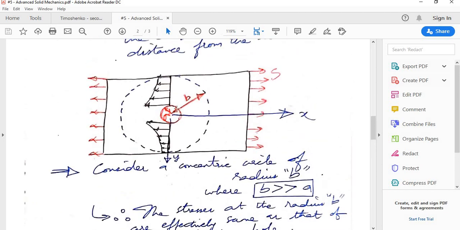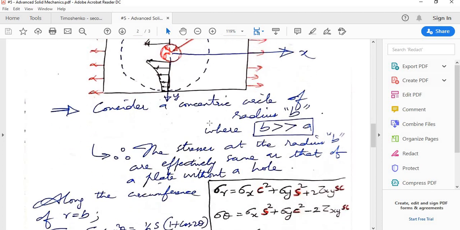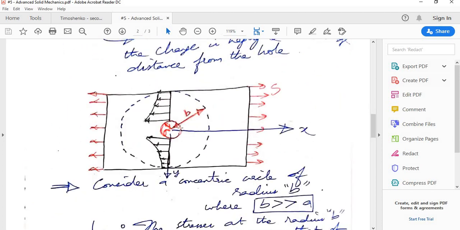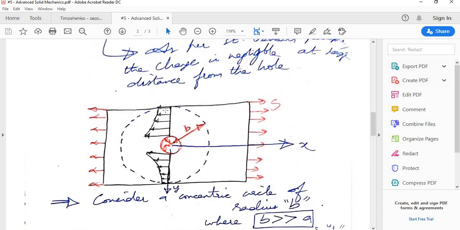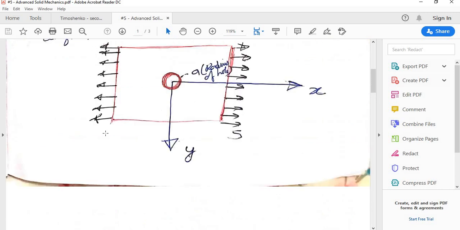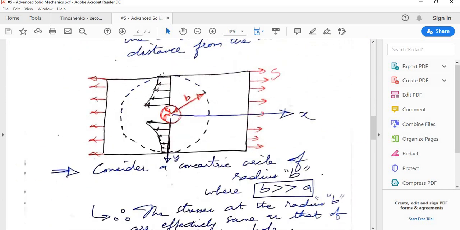Now as we discussed, the effect of the hole will diminish at b because b is very large compared to a. That is also a consequence of Saint Venant's principle. But let's not discuss that right now. The stress at b will be fairly uniform and independent of the effect of the hole. So it will be sufficient to analyze this particular problem: one circle with another circle. So this is a circular plate with a circular hole.